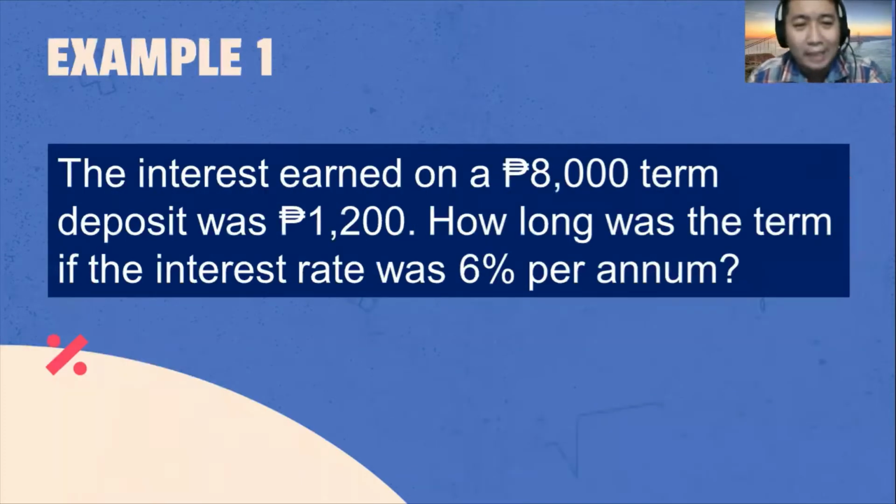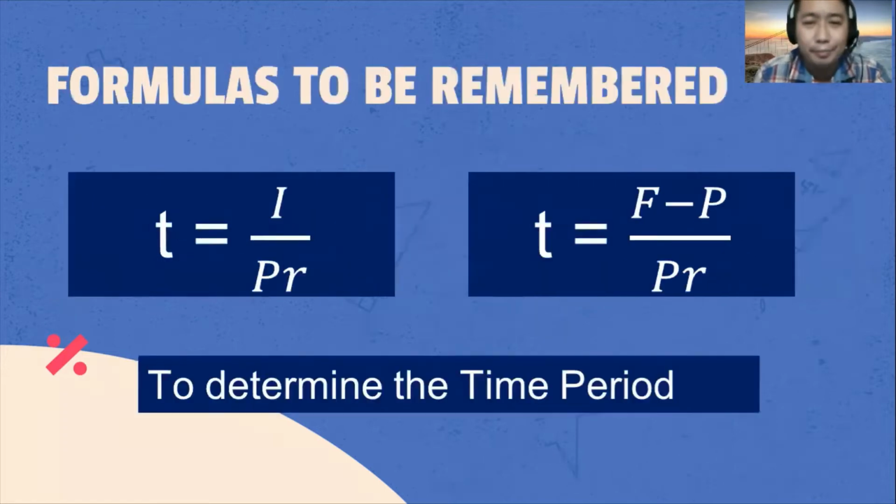Let's now try to answer example number one. The interest earned on an 8,000 term deposit was 1,200 pesos. Question: how long was the term if the interest rate was 6% per annum?